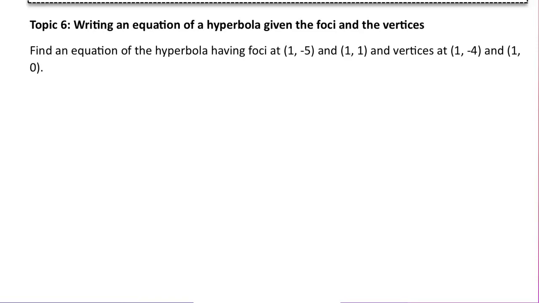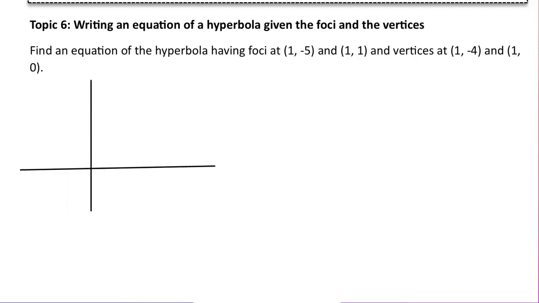So what I'm going to do is try to graph it first. I'm going to plot it, because if they are on the same vertical line, then I know the hyperbola will be opening up and down, the vertical hyperbola. But if they're all on the same horizontal line, then I know the hyperbola will be sideways, opening to the right and opening to the left. So what do these points look like?